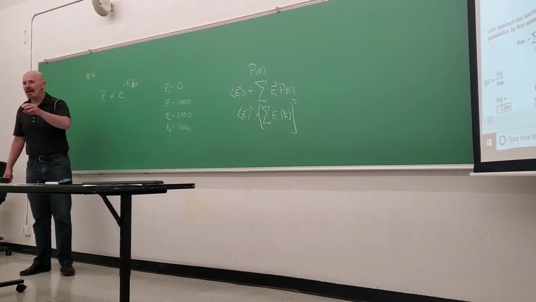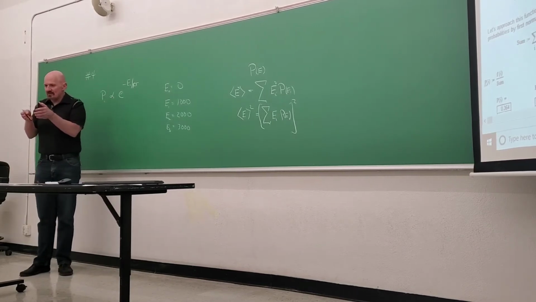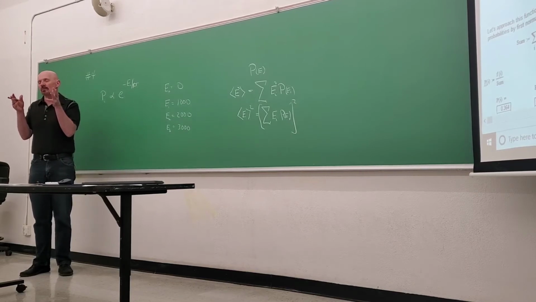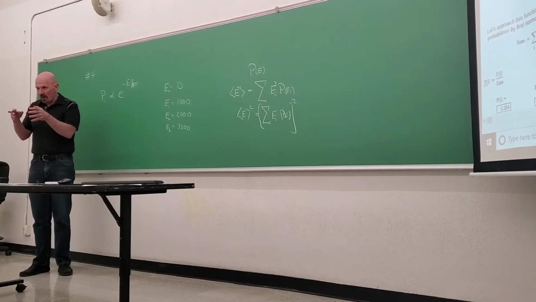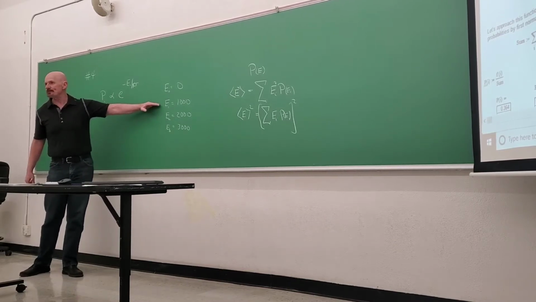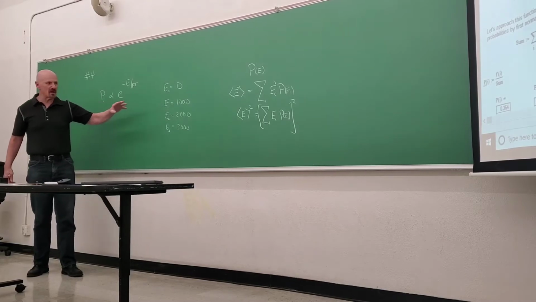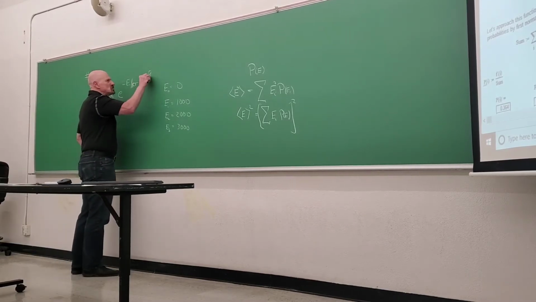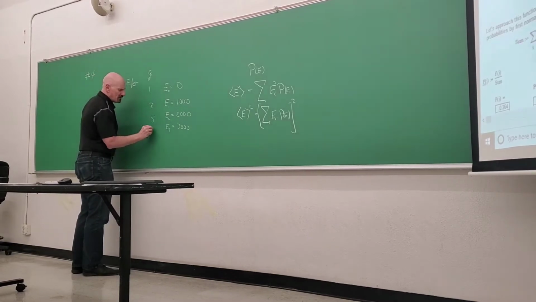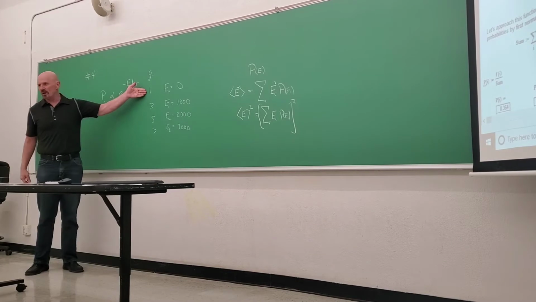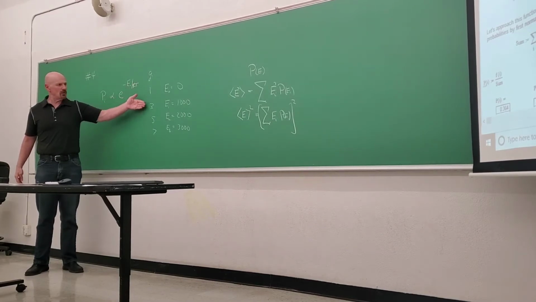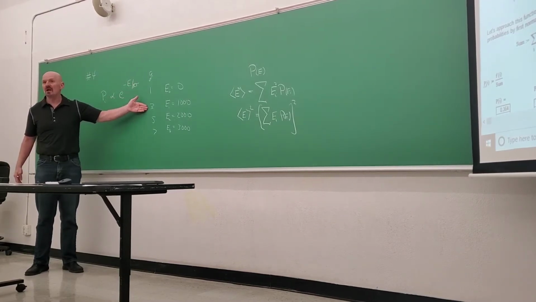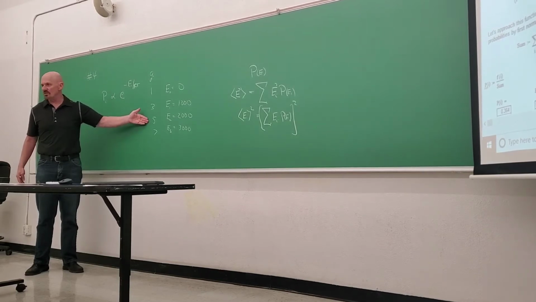Degeneracy is how many energy states, or excuse me, let me say that more precisely: how many quantum states are there that have this energy? How many quantum states? That's usually given the symbol g, and this has 1, 3, 5, and 7. So I have 1 quantum state that has energy 0, 3 quantum states that have energy 1,000, 5 that have energy 2,000, and 7 that have energy 3,000.